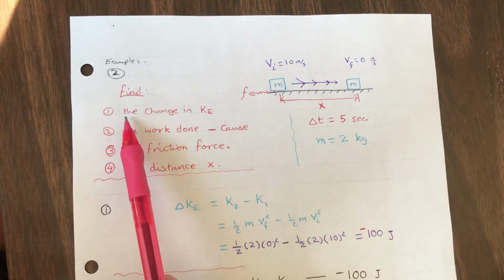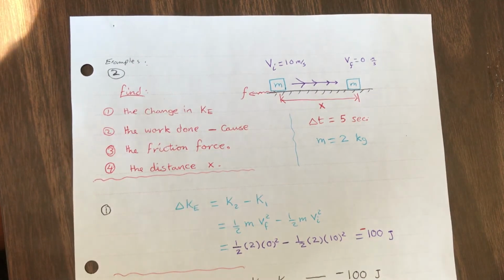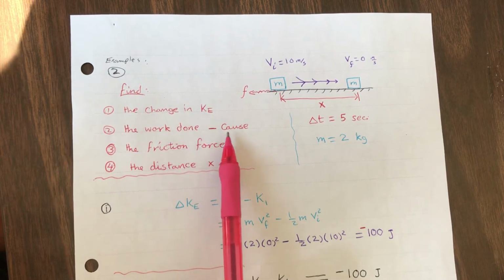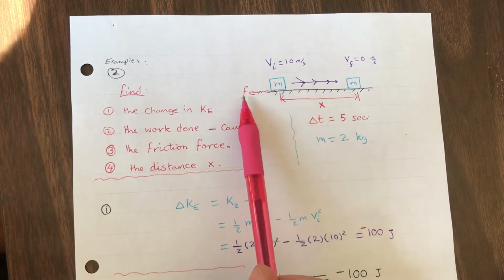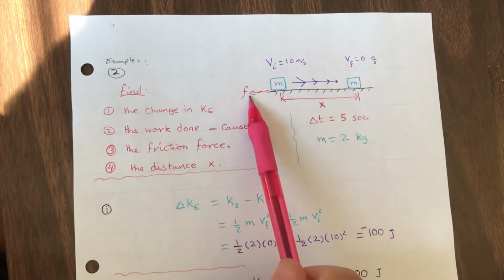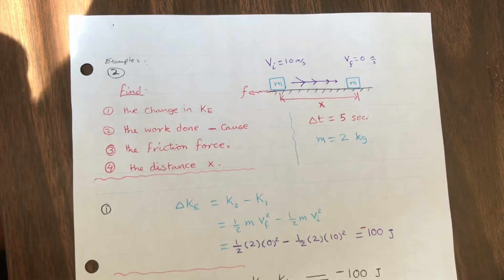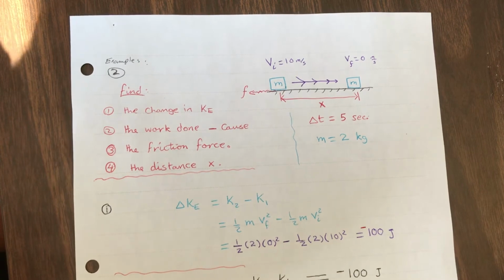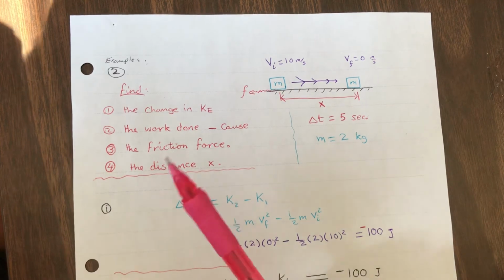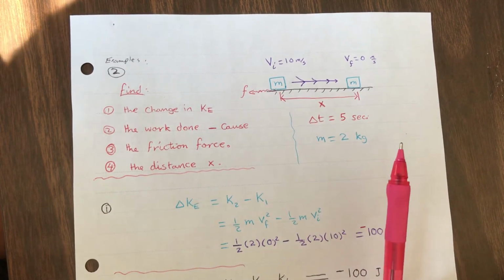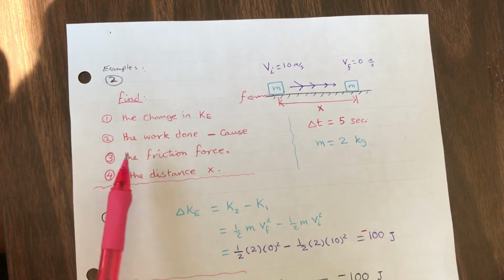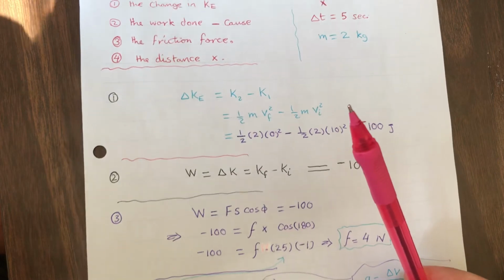We need to know, for example, the change in kinetic energy. We need to find the work done. What is the cause of that work? Look at this friction force. Why does the mass decrease its velocity? Because of the existence of this friction force. Compute the friction force. Compute the distance. If we look at this example as a problem in the test, it will be complicated. But if we divide it into small pieces, it will be simple.